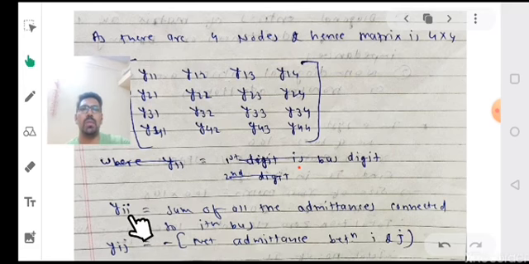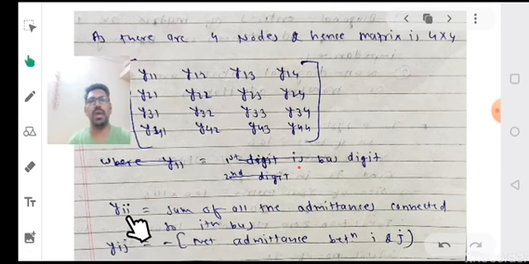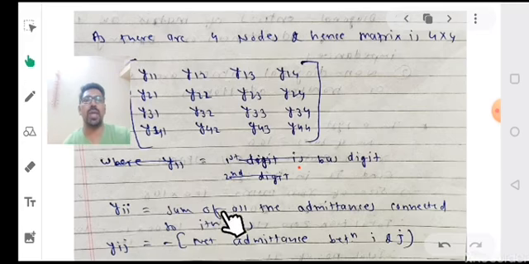So how to calculate Y11? That is the sum of all the admittances connected to the first bus, that means Y10, Y12, Y13 and Y14, because we have considered Y11 here. Suppose we consider Y22, then it is the sum of all the admittances connected to the second bus. So it is nothing but the addition of Y21, Y23 and Y24. Got it? Okay, so this is about the diagonal elements.